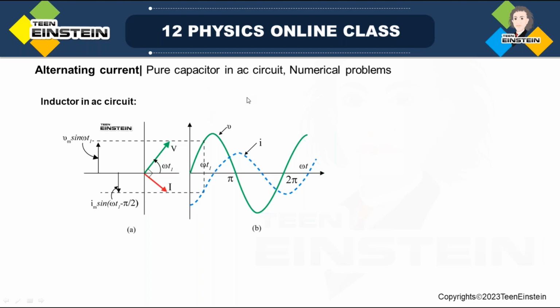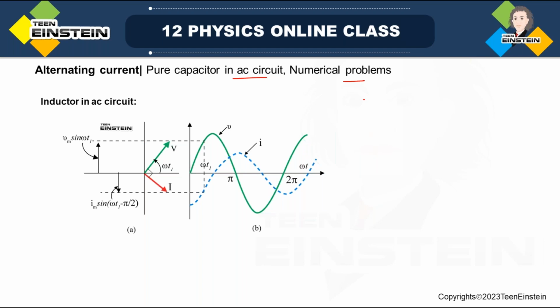When a pure capacitor is connected in an AC circuit, what will be the current voltage relationship, and we will just see the comparison of all the parameters we have learned so far. Then we will take up numerical problems. All right, so let us just recap a bit about yesterday's class.